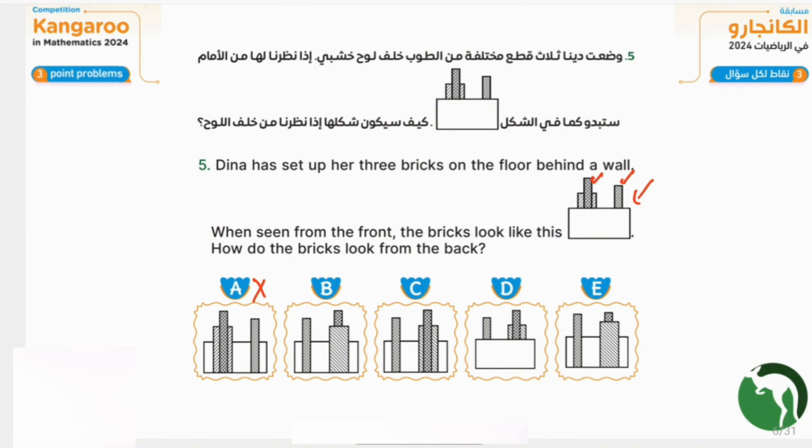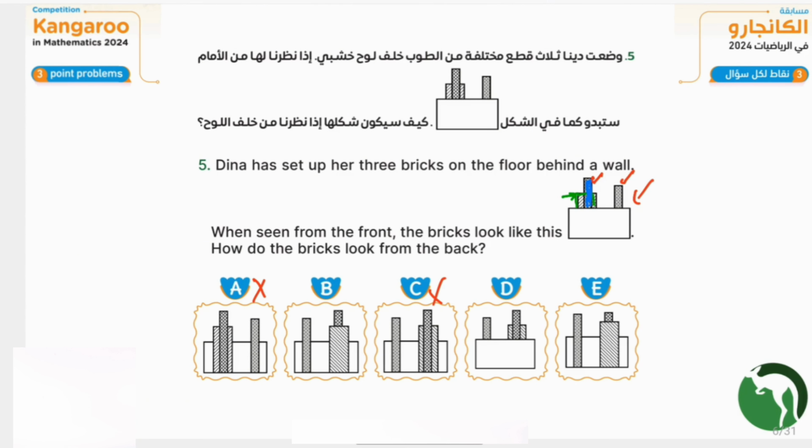And if we notice here, when we look from the back, we should see this one at first, the short one, and then we should see this one. I colored them differently to differentiate between them. So we should see the green, then the blue. But in C, we still see the blue, the long one, before the short green one. So C is also not correct.